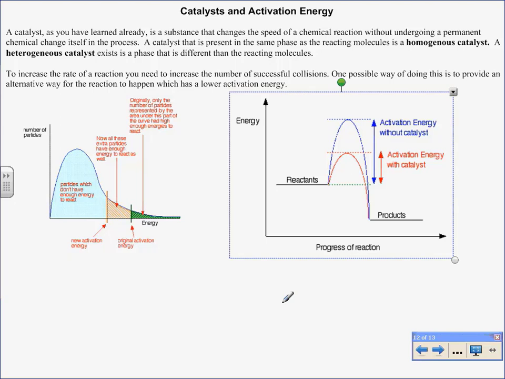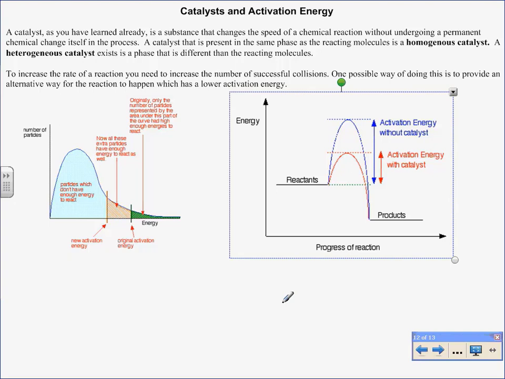So if you have a solution and you put a catalyst like an acid into the solution and it's also a solution, then that's a homogeneous catalyst. If you've got something where the reaction is taking place in solution but you add some kind of a solid that's acting as a catalyst, that would be a heterogeneous catalyst.